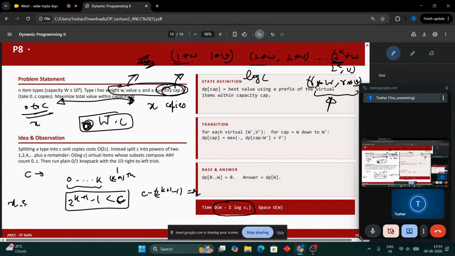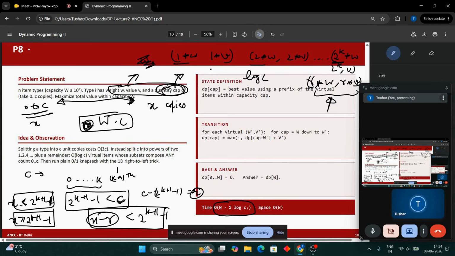Now consider any x. If x is less than 2 to the k plus 1 minus 1, then we can just choose the items corresponding to its binary representation. If x is greater than 2 to the k plus 1 minus 1, then we can first of all choose R, and then remove R from it, and it will be less than 2 to the k plus 1 minus 1. Then we can choose the items corresponding to the binary representation. So that's the main idea.